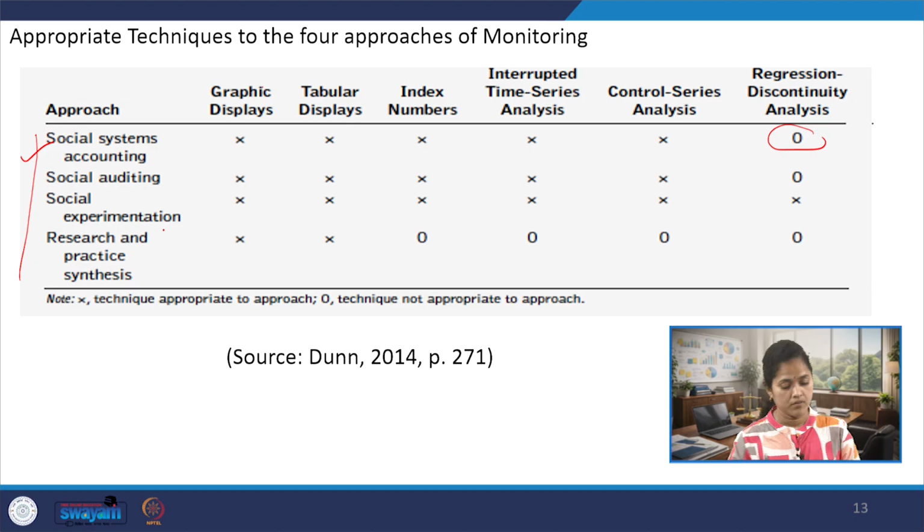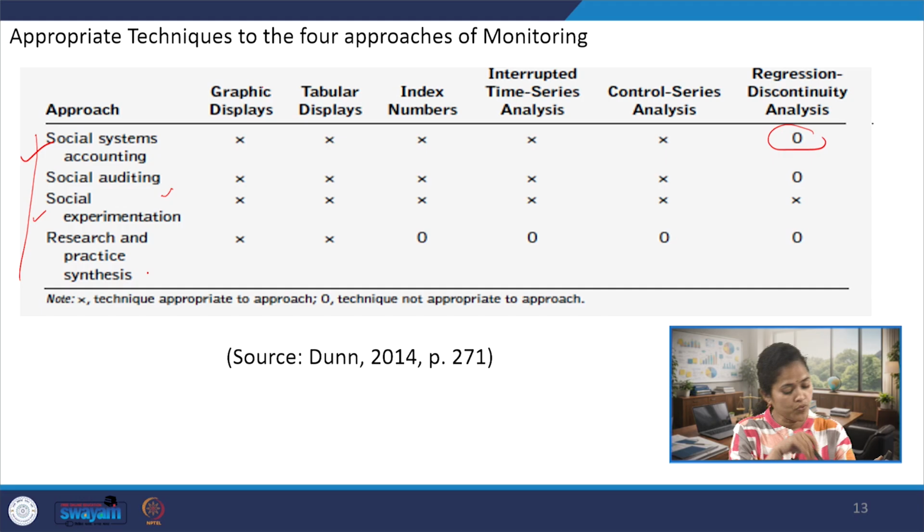Likewise, let's say we are taking the case of social experimentation. This is the approach the monitoring agency is taking. Then the monitoring agency must know what the appropriate techniques are for this approach. The techniques commonly used for social experimentation are graphic displays, tabular displays, index numbers, time series, control series analysis, and also regression discontinuity analysis. So all the existing techniques can be applicable for social experimentation.